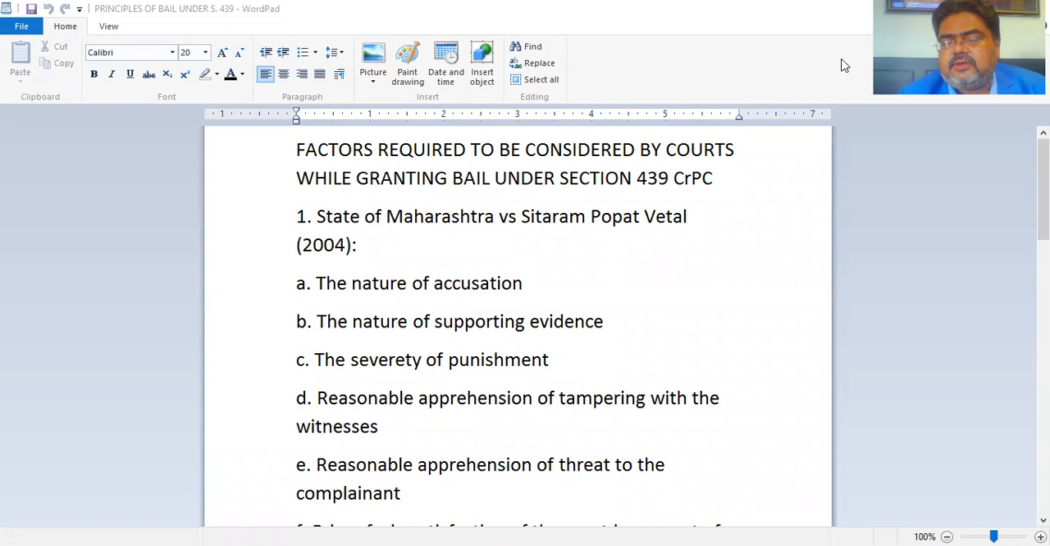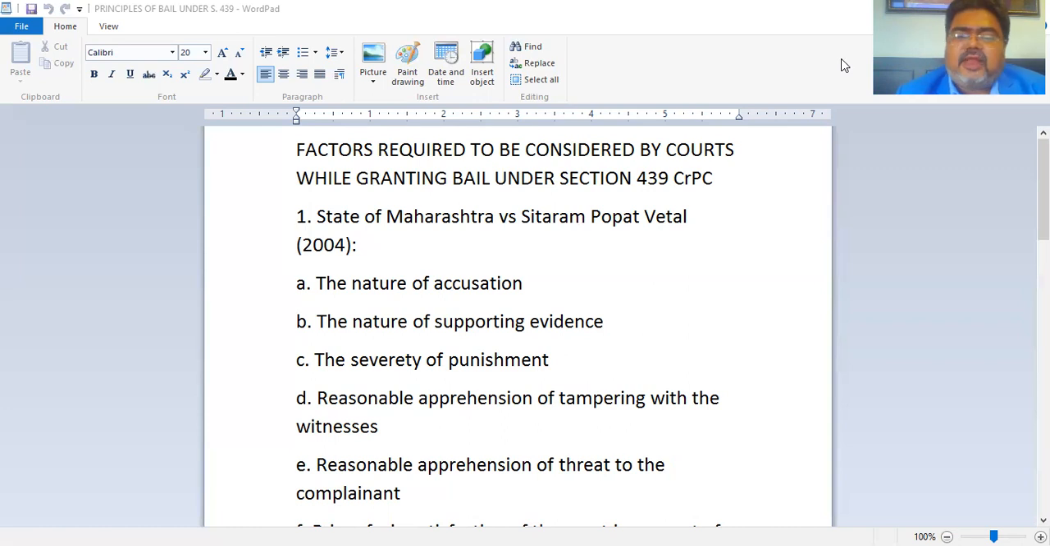Third, the severity of punishment. If the charge is of a very serious kind, then obviously the punishment that may follow will also be very severe. So what is the nature of punishment? That will also be considered, because if the punishment is going to be very severe, the accusation is of a very serious kind, and the supporting evidence is also very strong, then there is a maximum probability that the accused will try to abscond or will try to tamper with the evidence and the witnesses, because the punishment is going to be very severe, right? So there is incentive in absconding, in running away from the clutches of the law. So severity of punishment has to be seen.